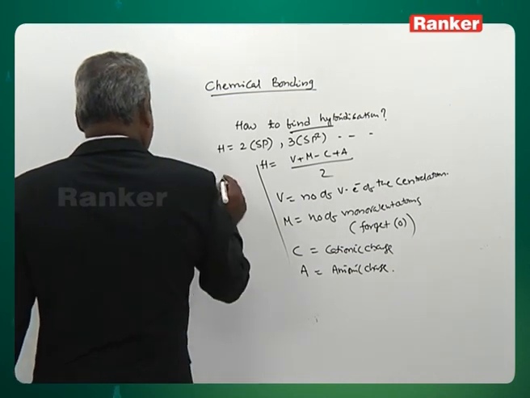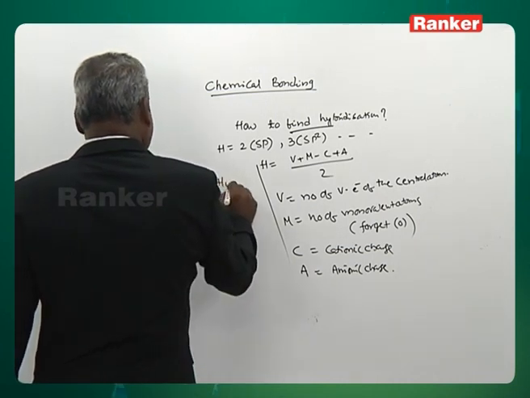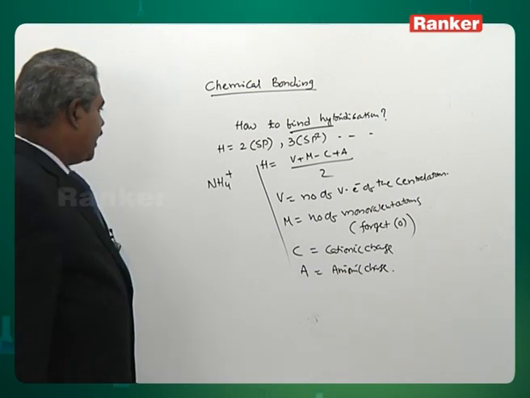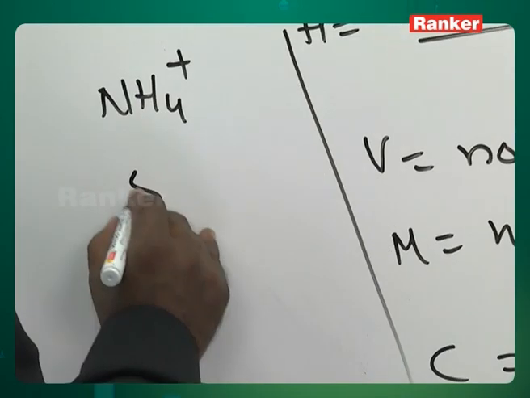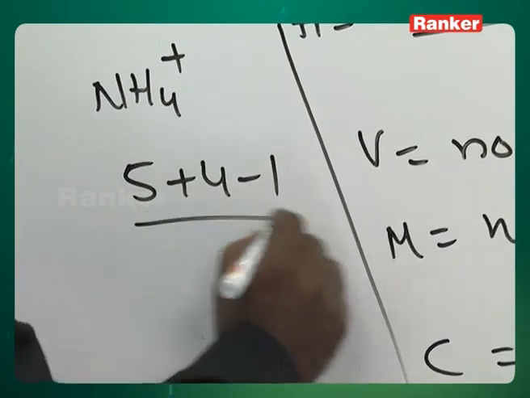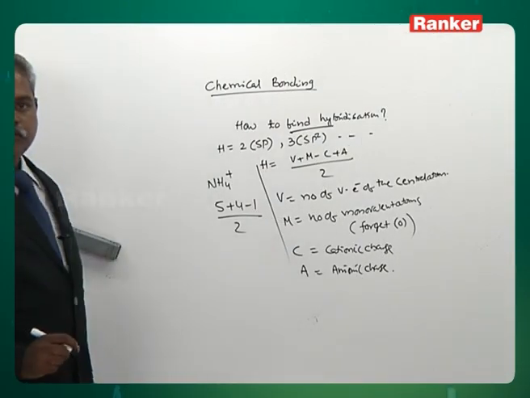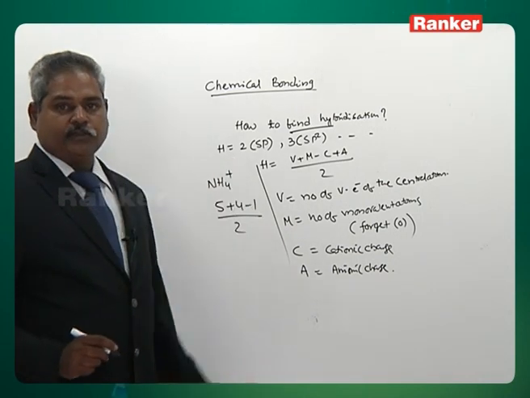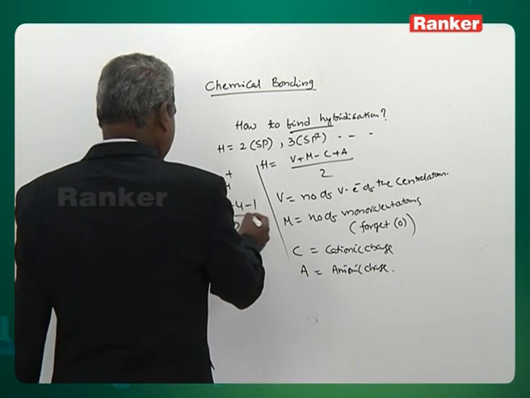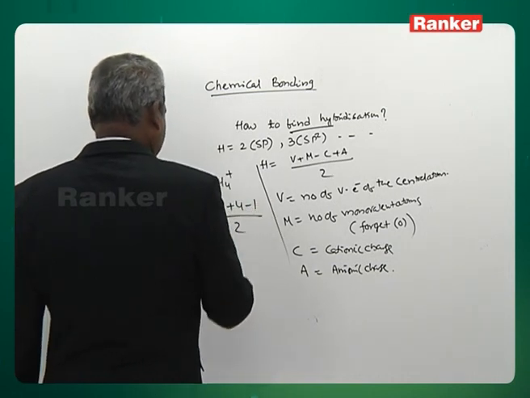Then NH4 plus. Nitrogen, number of valence electrons 5. (5 plus 4 minus 1) by 2. How much will that be? Okay, sp3 once again.